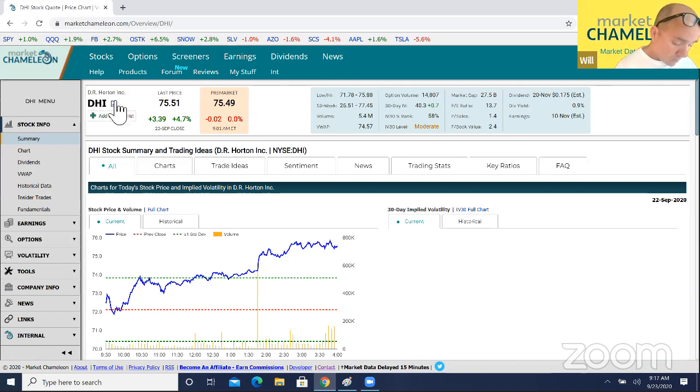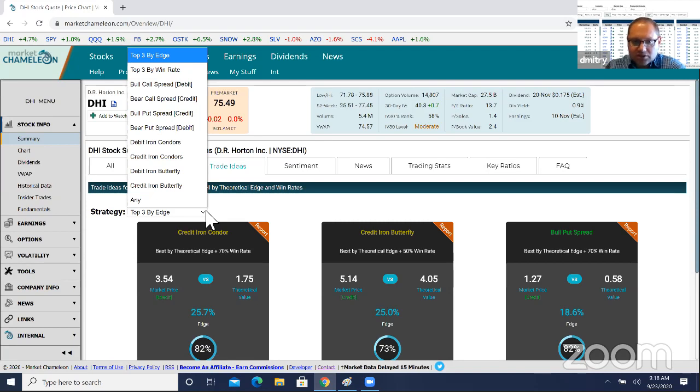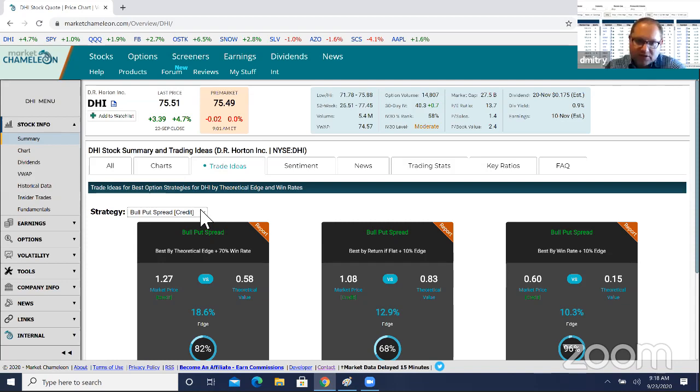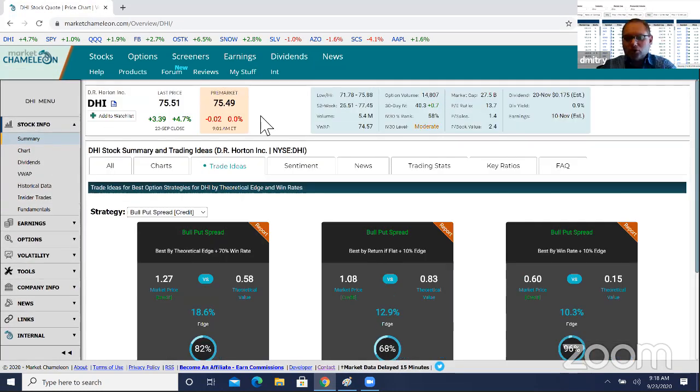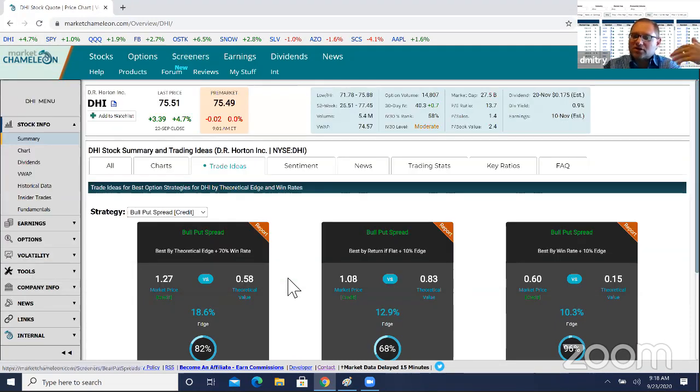So DR Horton, DHI, and let's look at the trade ideas cards, and I'm assuming a bullish put spread. Sure. All right, so here's bullish. Right here, what I did on the trade ideas, I filtered for bull put spreads. We have all these different screeners that you guys could use. Here's a bull put spread, and you could use your own filters to find the best bullish put spreads. There's a bunch of different filters there. This is scanning our own preset filters that we set to highlight things that come up to the top, just as a starting point.